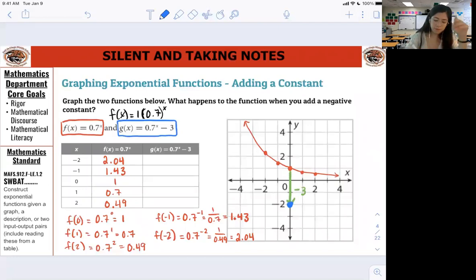Negative 0.96. Mhm. 2.04 minus 3. Yes, good. 1.43 minus 3. Negative 1.57. Good. 1 minus 3. Negative 2. 0.7 minus 3.